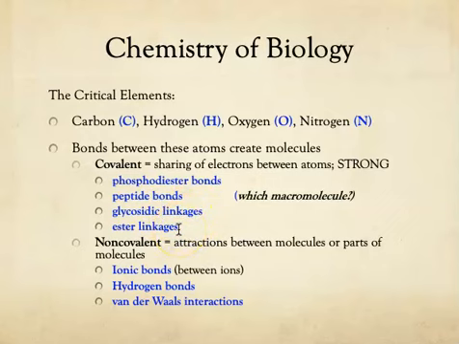Ester linkages are the types of covalent bonds that are found connecting fatty acids to glycerol inside of phospholipids. Four different types of covalent bonds found in the four macromolecules. Now let's take a look at the biologically relevant non-covalent bonds.